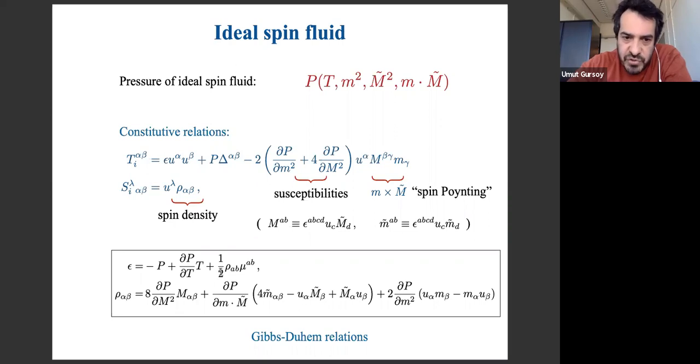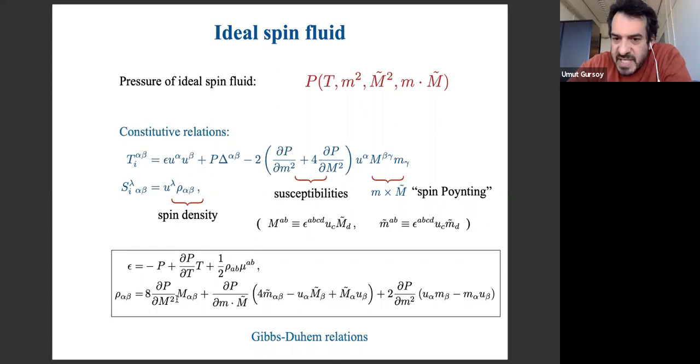From this construction, you also get these Gibbs-Duhem type relations. For example, the energy density is given in terms of pressure and temperature like this. There is an additional term here, the spin density, rho AB. So this is another equation that you get, the spin density times u lambda. This is the form of the spin current.